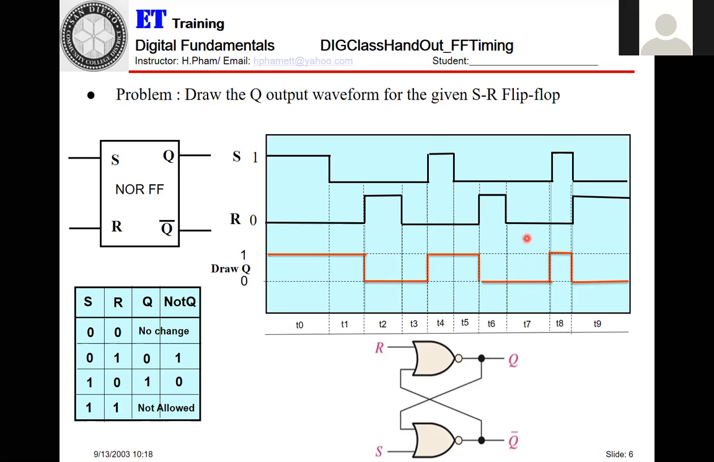Then next, T7: 0 and 0, no change. Okay, T8: 1, 0, 1. Then 0, 1, 0.